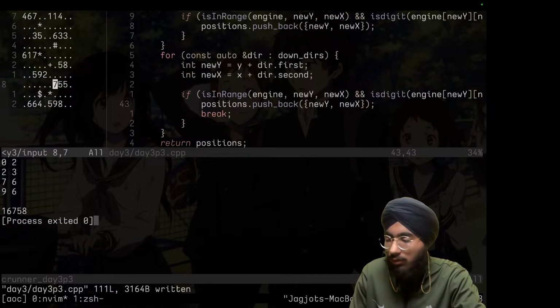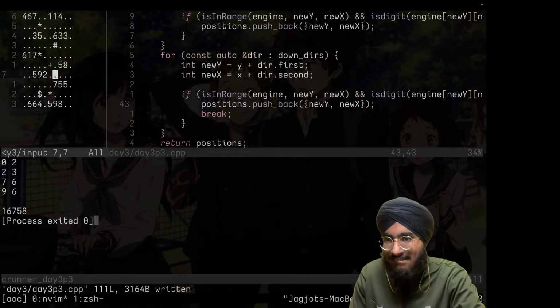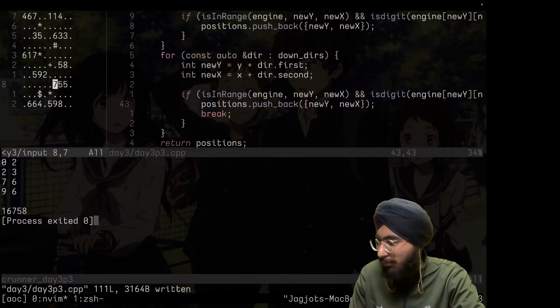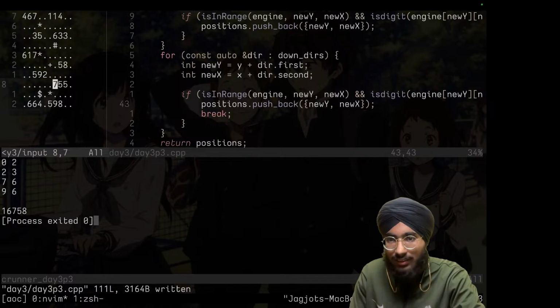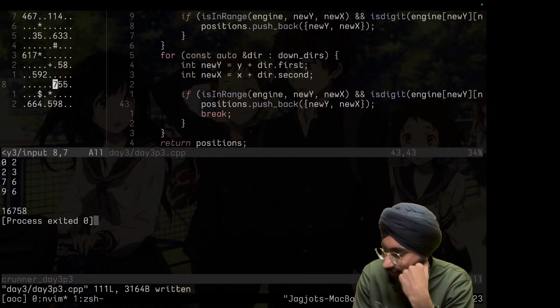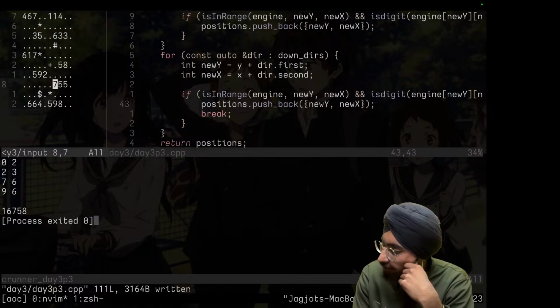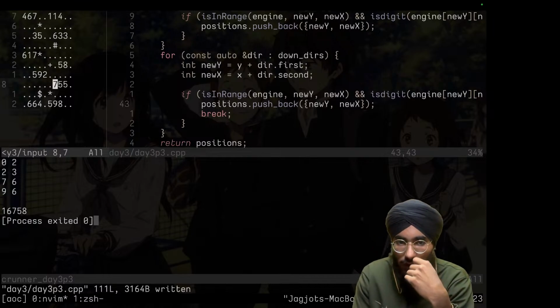Oh my god, no. 7, but it is the upper bound. So it is gonna see from here to here only. Oh my god, no. Solution is not correct. How do we do it though? How do we do it?